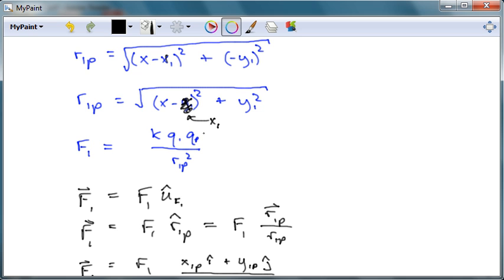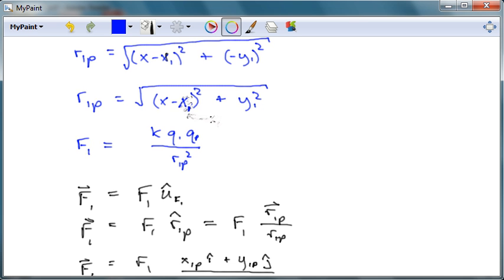And let's see, actually I think I can probably erase that. This one area anyway. Fix that up. That was supposed to be x1. There we go. Alright, so let's stick that in for R1P. X minus x1 quantity squared plus y1 quantity squared.